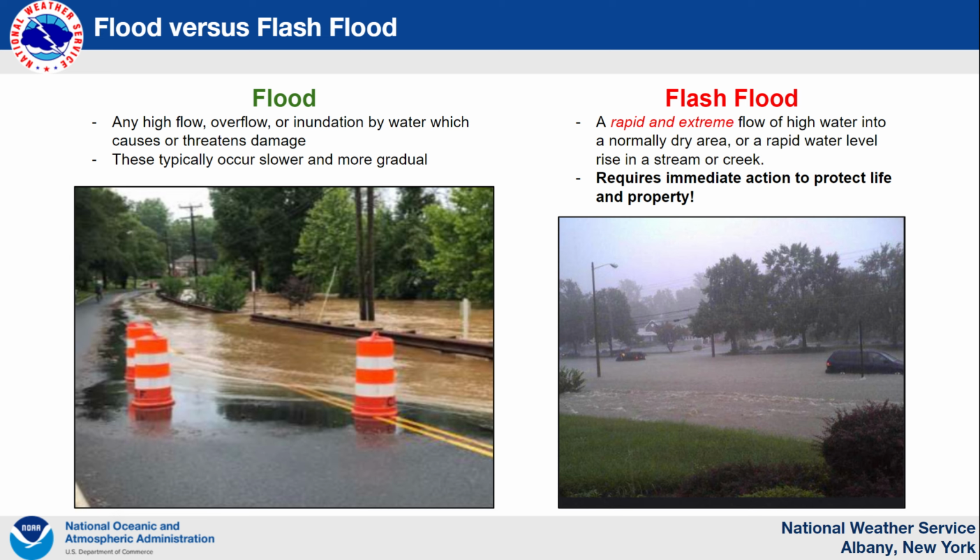Flash flood is a little bit different. It is a more rapid and extreme flow of high water into a normally dry area, or a rapid rise in a stream or a creek. And this requires immediate action to protect life and property. Flash floods occur most often during the summertime when we have slow-moving thunderstorms producing very heavy rainfall over a short period of time, which can cause many storm drains to not be able to handle the amount of water to drain through. So it just causes the water to continue to pile higher and higher on nearby surfaces.